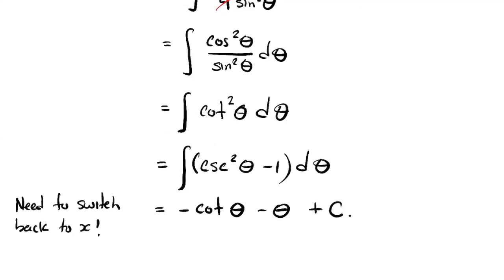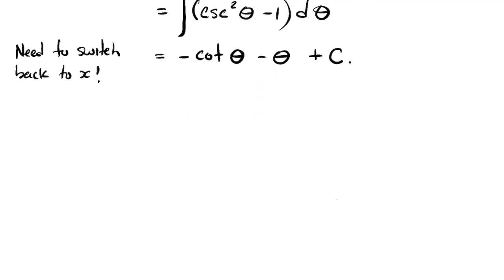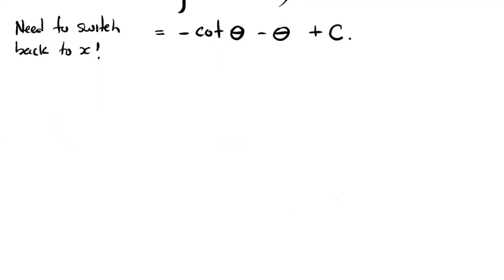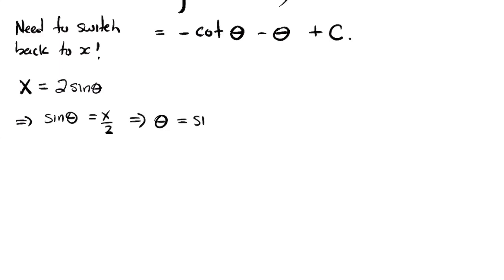So how are we going to do that? Well, instead of scrolling, let's see how much room I have down here. Instead of scrolling, I'm just going to rewrite my substitution. x was equal to 2 times the sine of theta, so the sine of theta is x over 2. Then if you take the inverse sine of both sides, the inverse sine of x over 2 is theta. So that's how I'm going to handle this. When I replace that in terms of x, I'm just going to write inverse sine of x over 2.